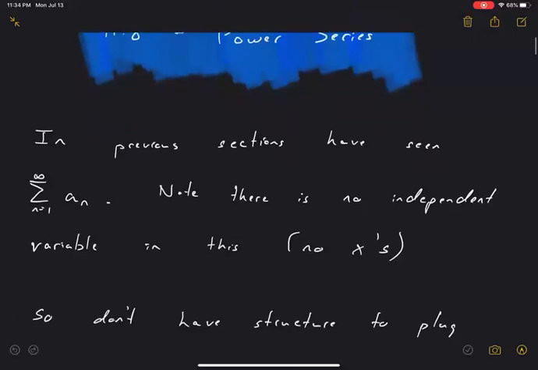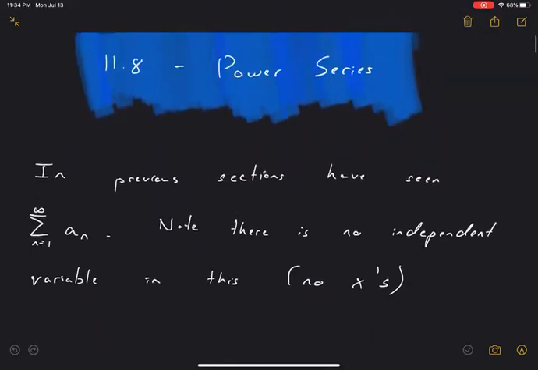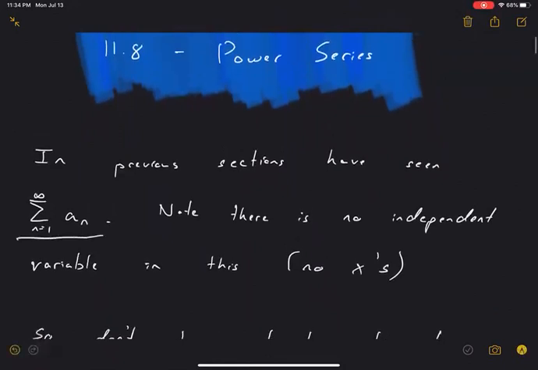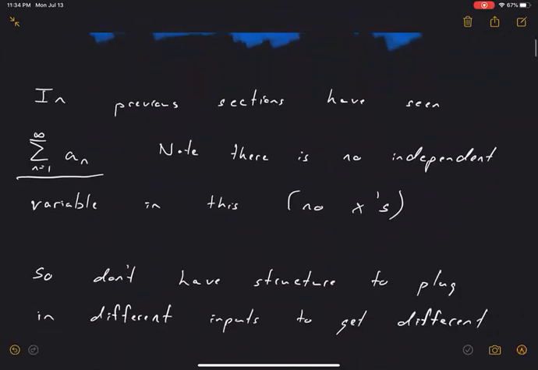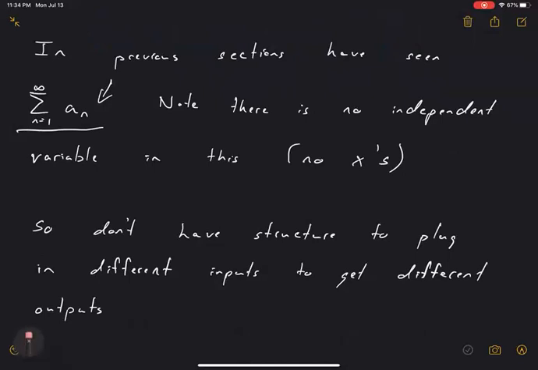Okay, so let's talk about the transition from series into functions. In all our previous sections of chapter 11, we had a series like this, the sum from 1 to infinity of a sub n, where all of these are real numbers. I've represented them here as these a_n, but these a_n are real numbers, right? So there's no independent variable in here. There's no x's in this series, right?